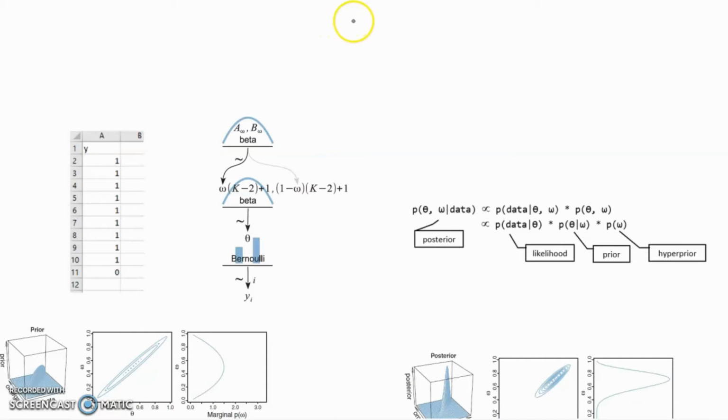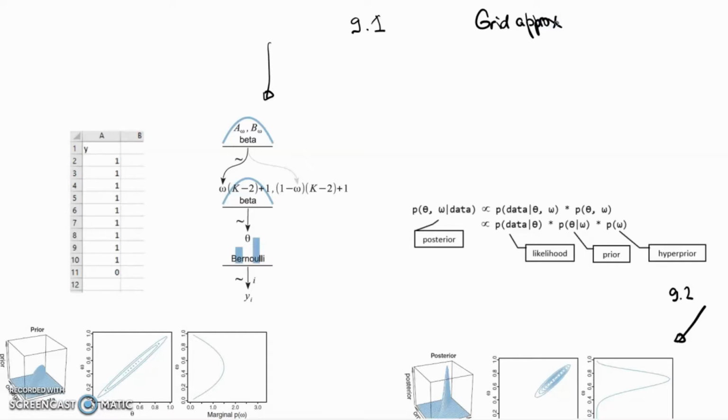So in the last video, we saw Kruschke's figure 9.1 that looks like this. And this video is going to focus on this figure, which is Kruschke 9.2, which uses grid approximation to understand this model.